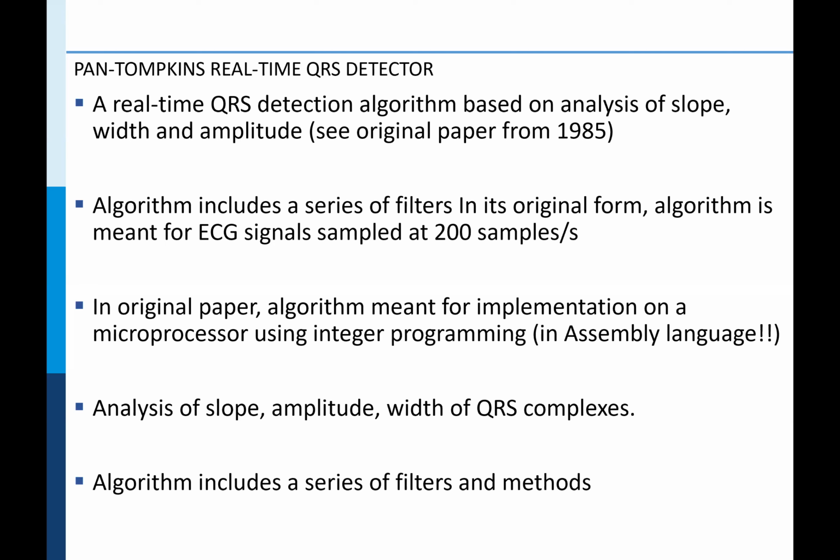It has a series of filters, and the filters are originally designed for a sampling frequency of 200 Hertz. It's quite interesting: the original work in 1985 was designed to be implemented in a microprocessor, so it was using a very low-level language, assembly. An important aspect is how we analyze the slope, the amplitude, and the width of QRS complexes. It does use a series of very simple methods that we will see in the next block diagram.